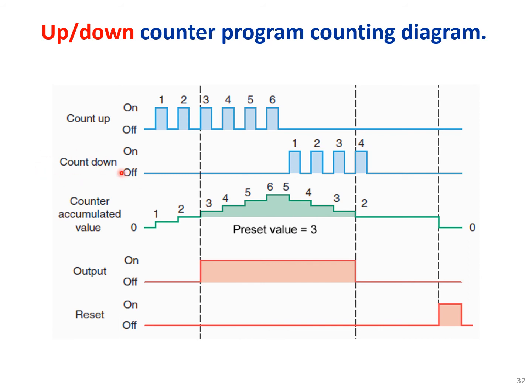Then we start to trigger the down count bit, and 1 pulse, second pulse, third pulse, and at the fourth pulse, the accumulated value drops below 3. So at this point, the output goes false, until we press the reset button. And once we press that reset button, then basically the accumulated value will drop to 0. Okay, so this is the accumulated value that already dropped to 0.